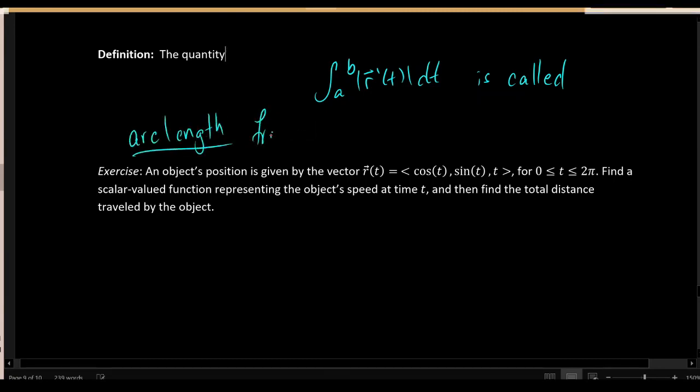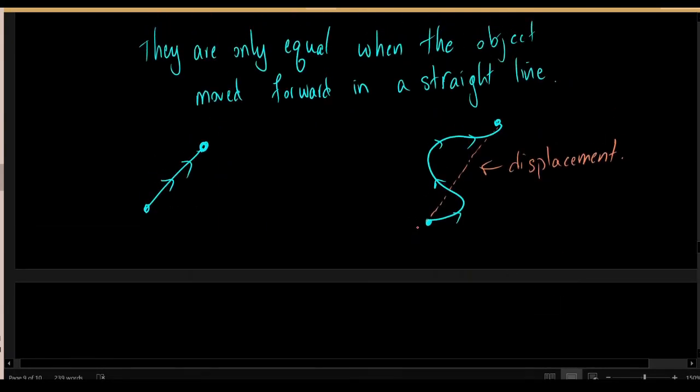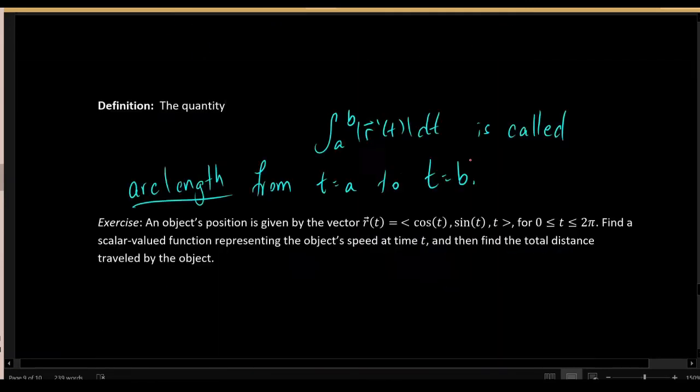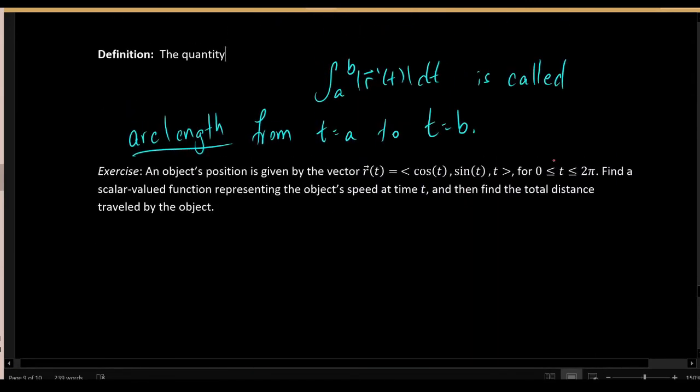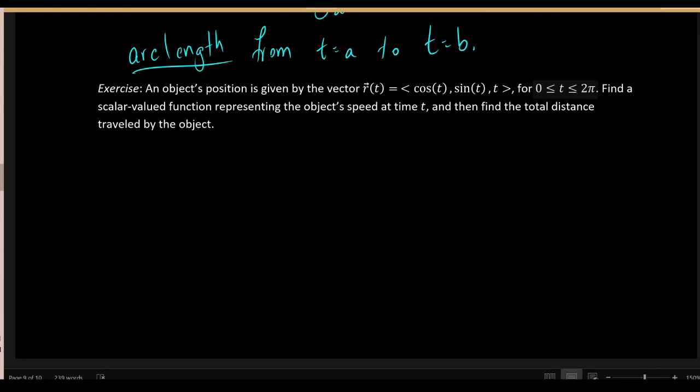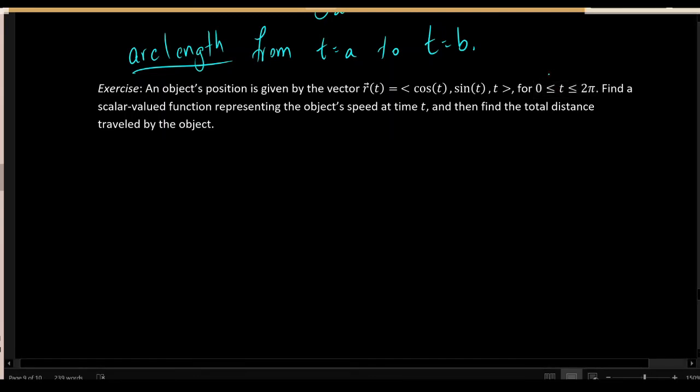This quantity is called arc length. Arc length from t equals a to t equals b, because it is literally the length of an arc, the length of the piece of the curve between t equals a, the initial time, and t equals b, the final time. So you may hear this term used as well, arc length. So to see an exercise, let's go back to that helix example, and let's calculate the actual distance traveled by the object between an initial time of t equals 0 and a final time of t equals 2 pi.